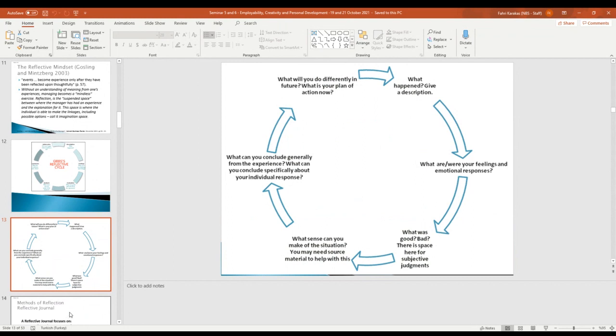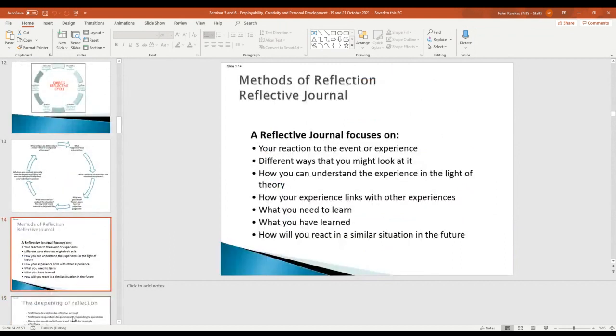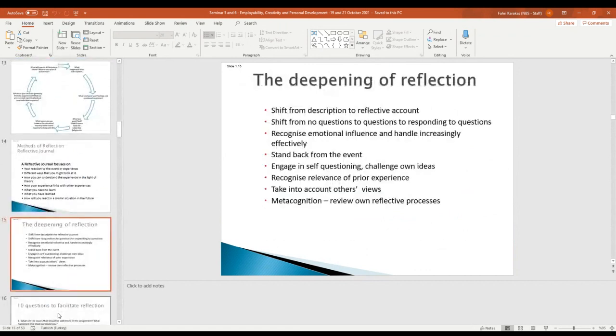So you'll follow these 6 steps for a critical incident you have had recently. Reflective journaling helps you tremendously and increases productivity as well as your creativity. So I recommend you keep a journal, reflect, and record your thoughts. And remember, we want you to shift from description to reflective account: questioning, standing back, engaging in self-questioning as well. Take into account others' views.